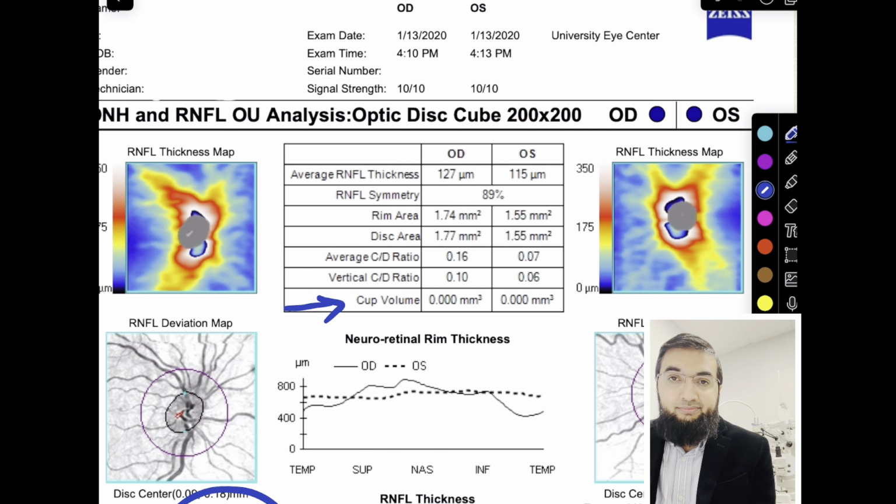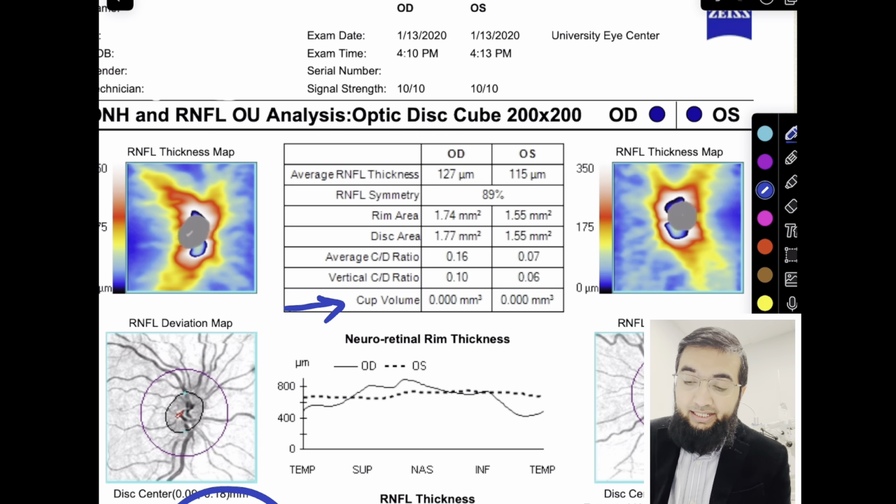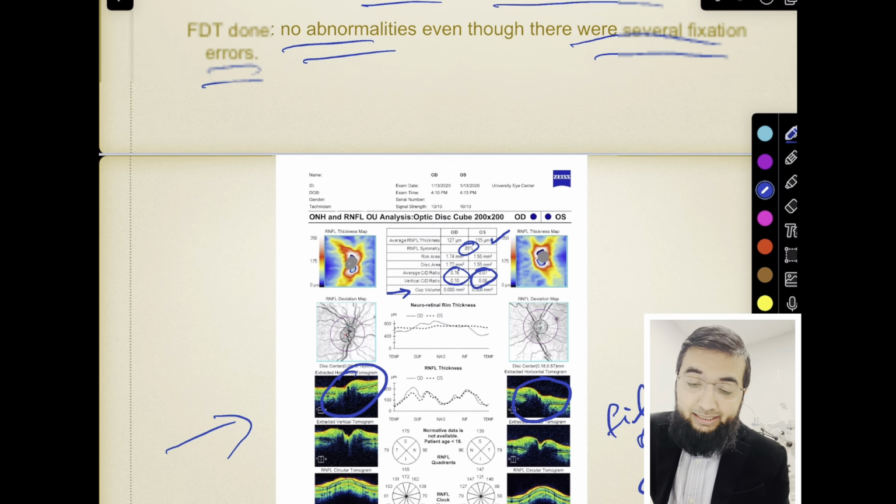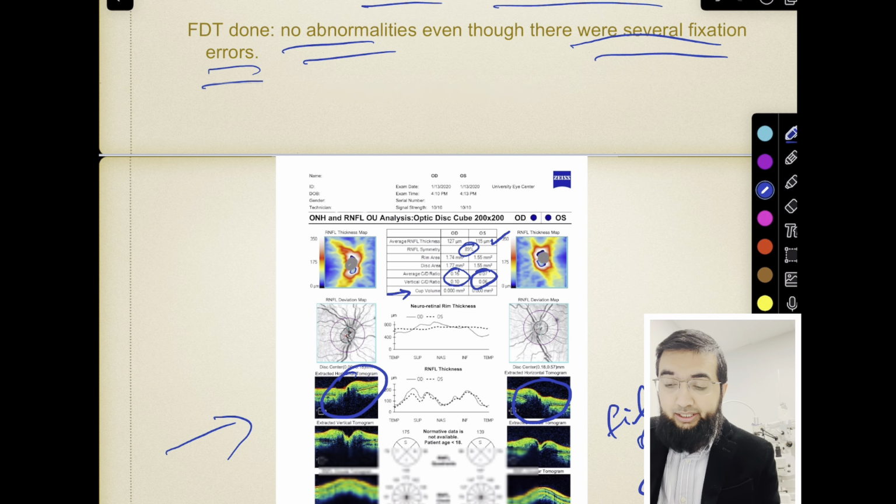Okay, which means there is no cup. CDs, barely any CDs, look at that, very small CDs. RNFL, we got some RNFL, symmetry is 89%, that's cool, but I see some swellings going on there.